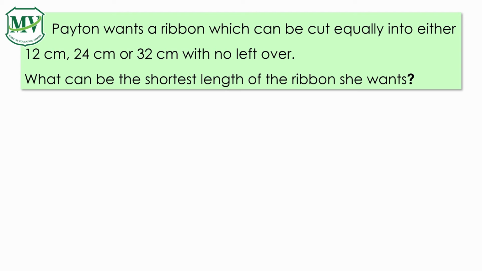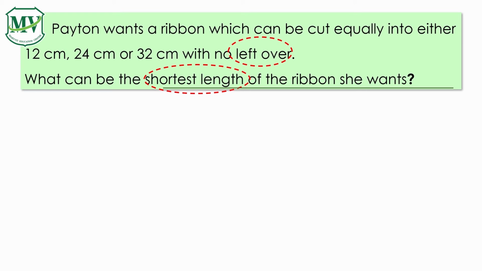What is being asked in the problem? Right! We are asked to find the shortest length of the ribbon that Peyton wants. What is our keyword or words for this? Great! Left over and shortest length, which means we are asked to find the LCM of the problem in order to know equally the shortest length of the ribbon with no left over.